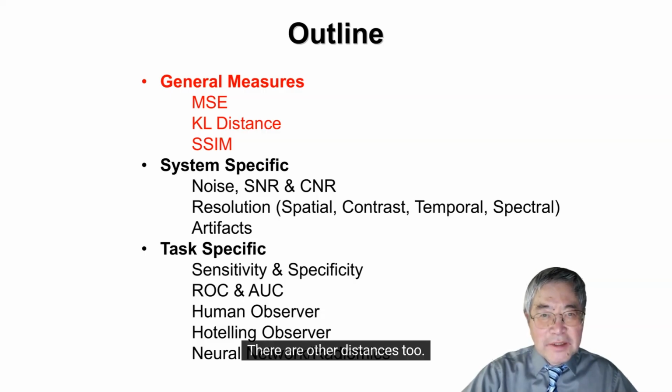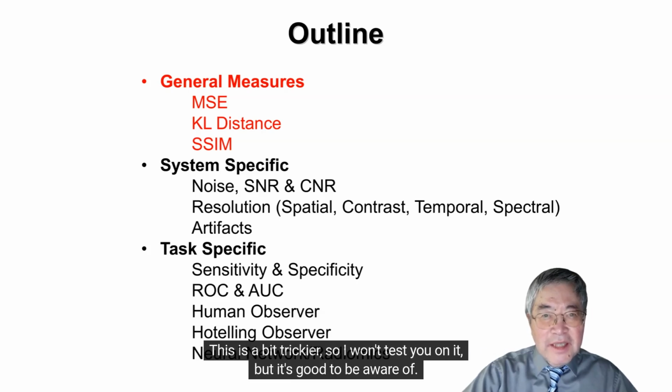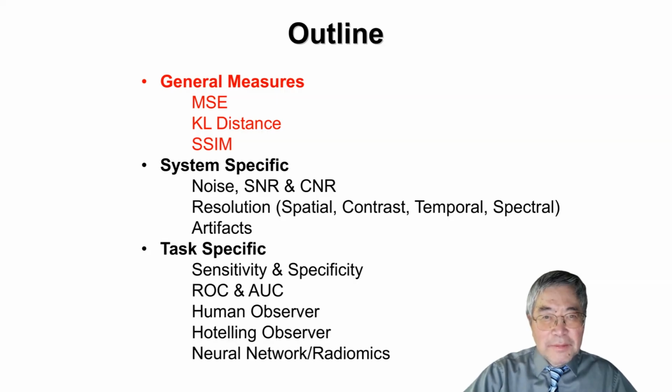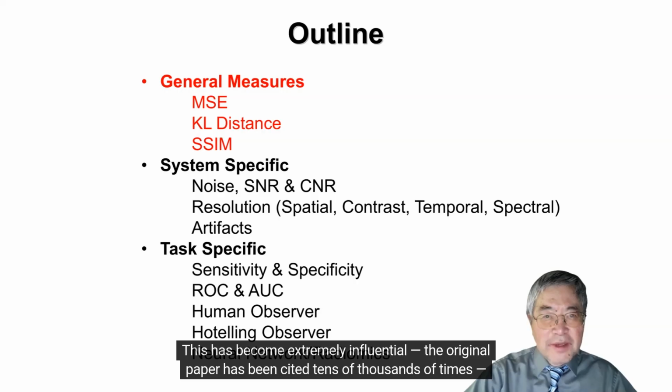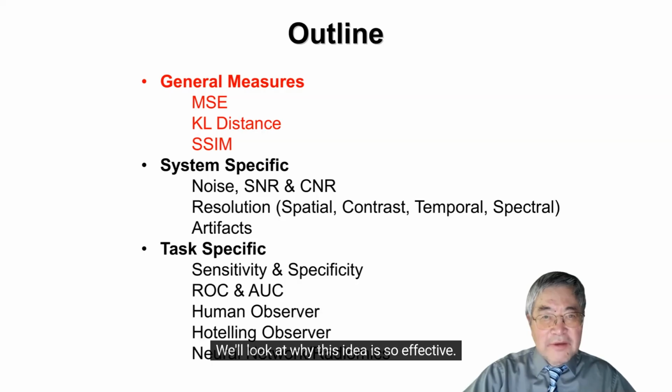There are other distances too. One example I'll briefly mention is the Kullback-Leibler divergence, or KL distance. This is a bit trickier, so I won't test you on it, but it's good to be aware of. And then there is a very practical and powerful concept called structural similarity, or SSIM. This has become extremely influential. The original paper has been cited tens of thousands of times because it captures how humans actually perceive similarity between images. We'll look at why this idea is so effective.